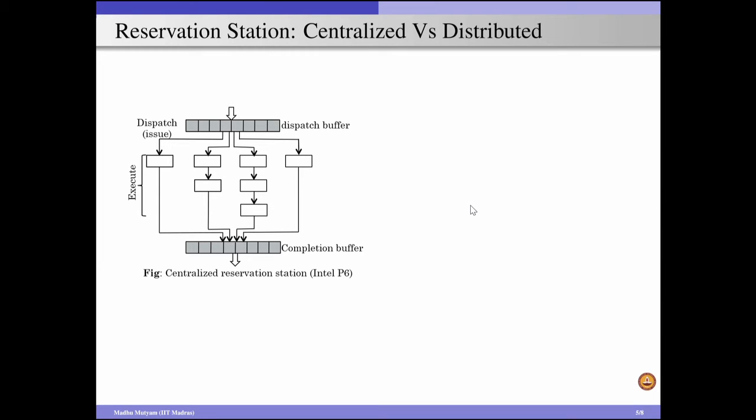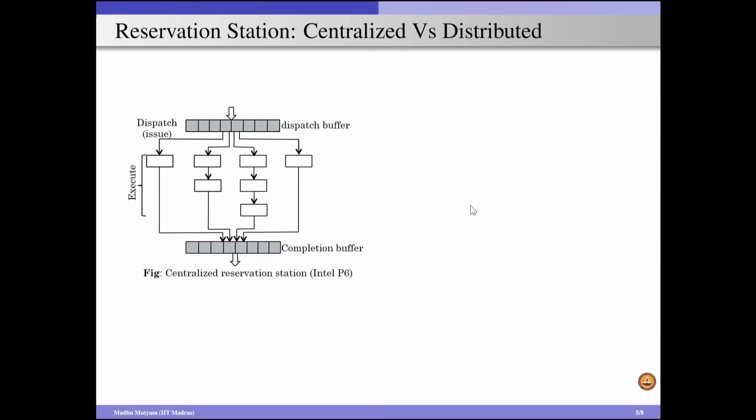The main advantage of the centralized reservation station is that we can utilize the entries in the reservation station efficiently, and also because here we have a combined stage for both the dispatch and the reservation station together. As a result, the input side of this dispatch buffer is called the dispatch operation, and the output side of this dispatch buffer is called the issue stage, or we can interchangeably use dispatch and issue, especially when we are dealing with centralized reservation stations.